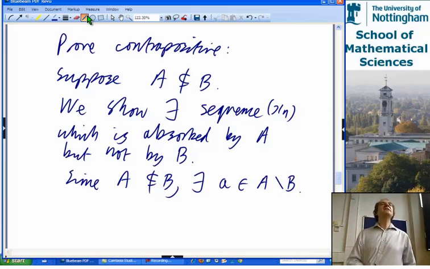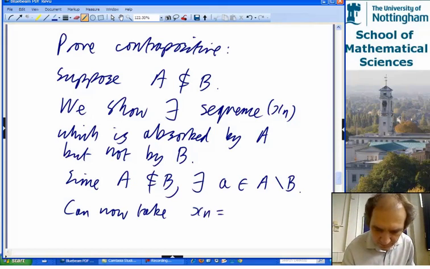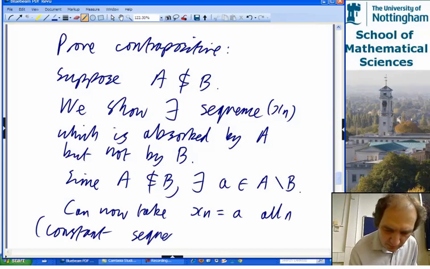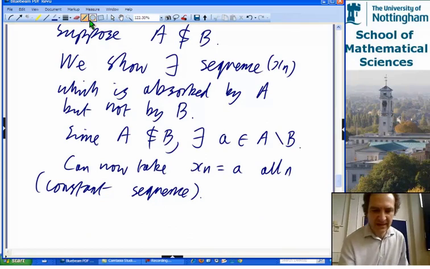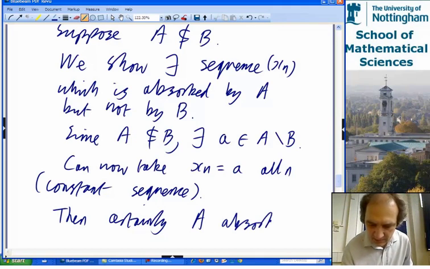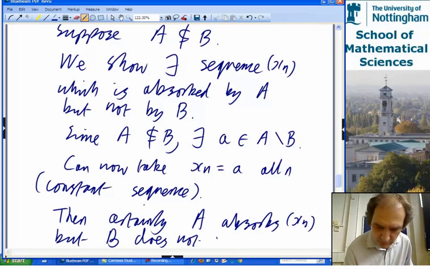You take xn to be the constant sequence a. That's a constant sequence. So not only is it absorbed by A, all the terms are in A. So it's certainly absorbed by A. Not only does it fail to be absorbed by B, it doesn't have any terms in B at all. So it's a really, really extreme example, and it's certainly the case that A absorbs xn, and B doesn't. And we finished.